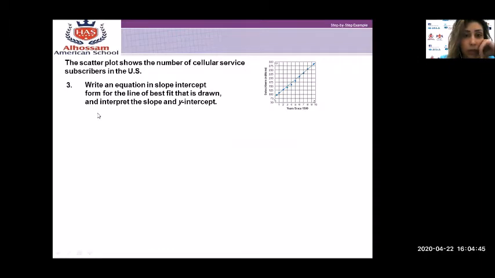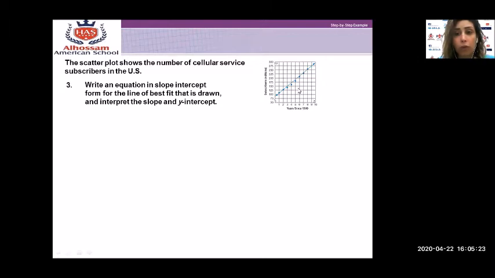Let's see what we have next. We are going to apply our second objective, which is the slope-intercept form. We are going to use the slope-intercept form, and we are going to use the y-intercept and the slope in predicting or finding data. So let's start to read the question. The scatter plot shows the number of cellular service subscribers in the US. Write an equation in slope-intercept form for the line of best fit that's drawn and interpret the slope and y-intercept. So here I have a line, as you see here, guys, it's already drawn for you. So I just need to find the slope.